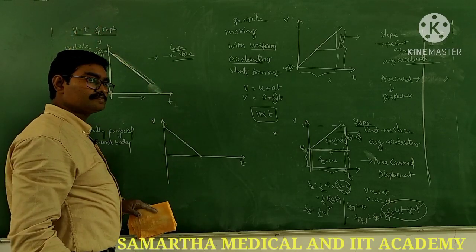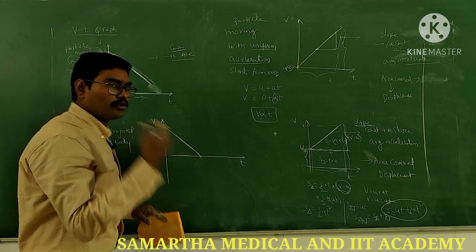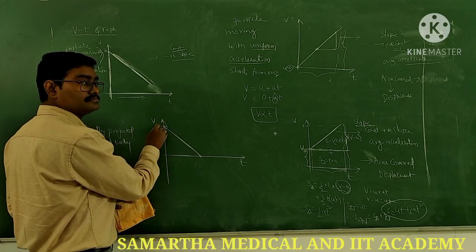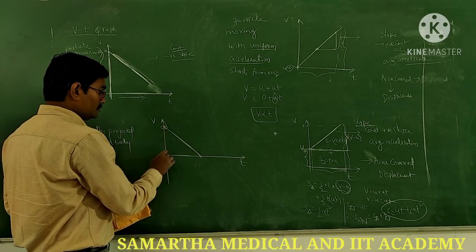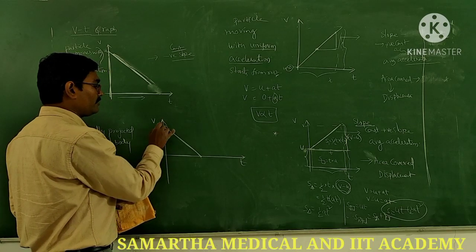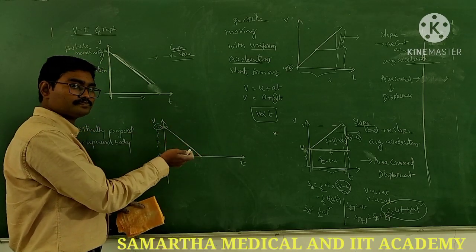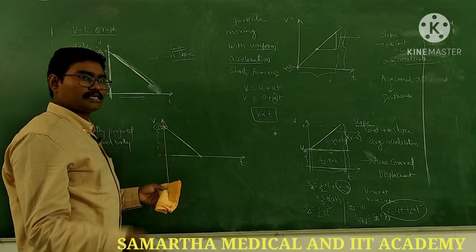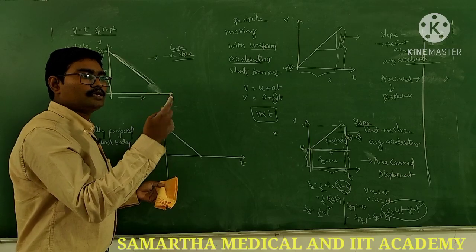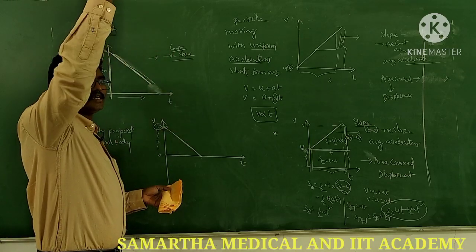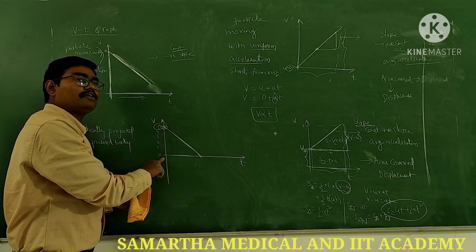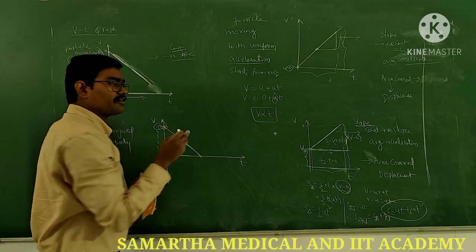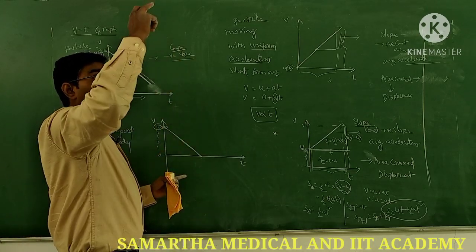Initially the velocity is more. With more velocity you are throwing in the upward direction. This is the value: 0, 1, 2, 3, 4, 5. You have thrown it at 5 meters per second. With 5 meters per second you have thrown the body upward. So gradually the speed decreases and it becomes 0. You notice that as time increases. So from the bottom ground to the top point, what is the time it takes?